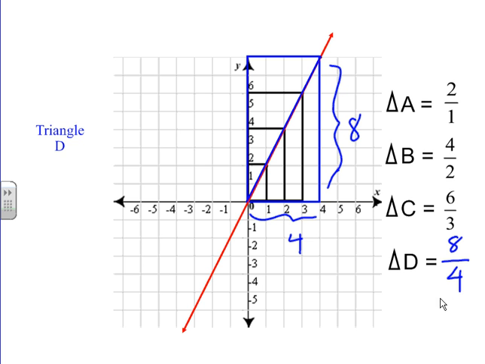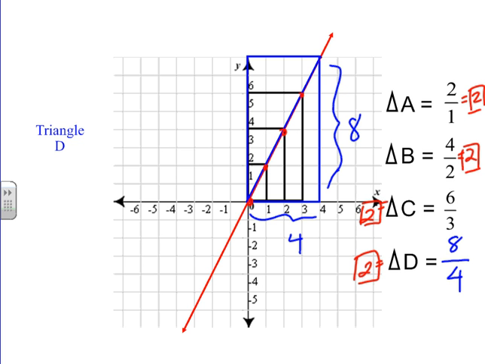Now let's take a look at these fractions individually. We know that 8 divided by 4 equals 2. We know that 6 divided by 3 also equals 2, as does 4 divided by 2, as does 2 divided by 1. So this constant number of 2 that keeps coming up over and over again for this particular line tells us that the slope remains constant no matter what points I choose along this line.